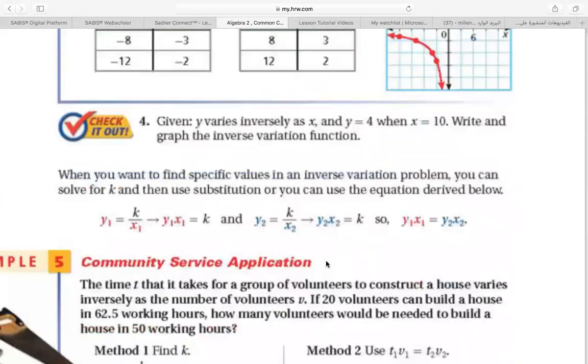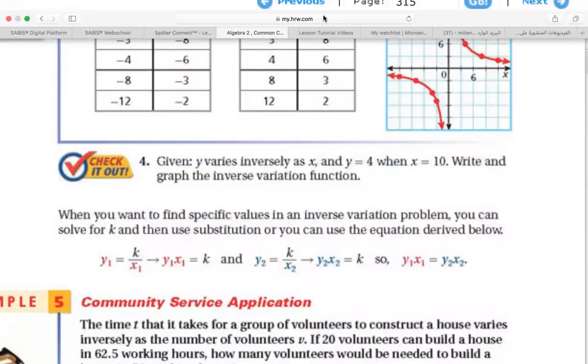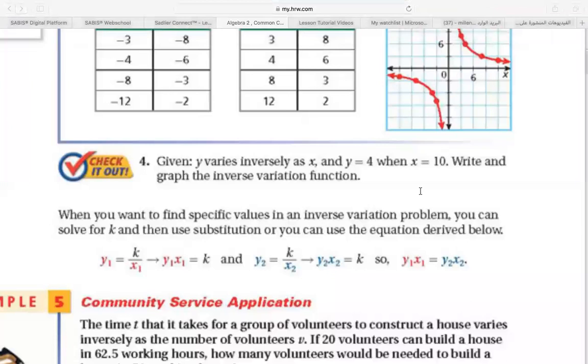Here, let's solve another one. Y varies inversely as x and y is equal to 4 when x is equal to 10. Write and graph the inverse variation. Y is equal to k over x. I want to get the value of k so I can write the function correctly. I have the value of y and I have the value of x. Y is equal to 4.